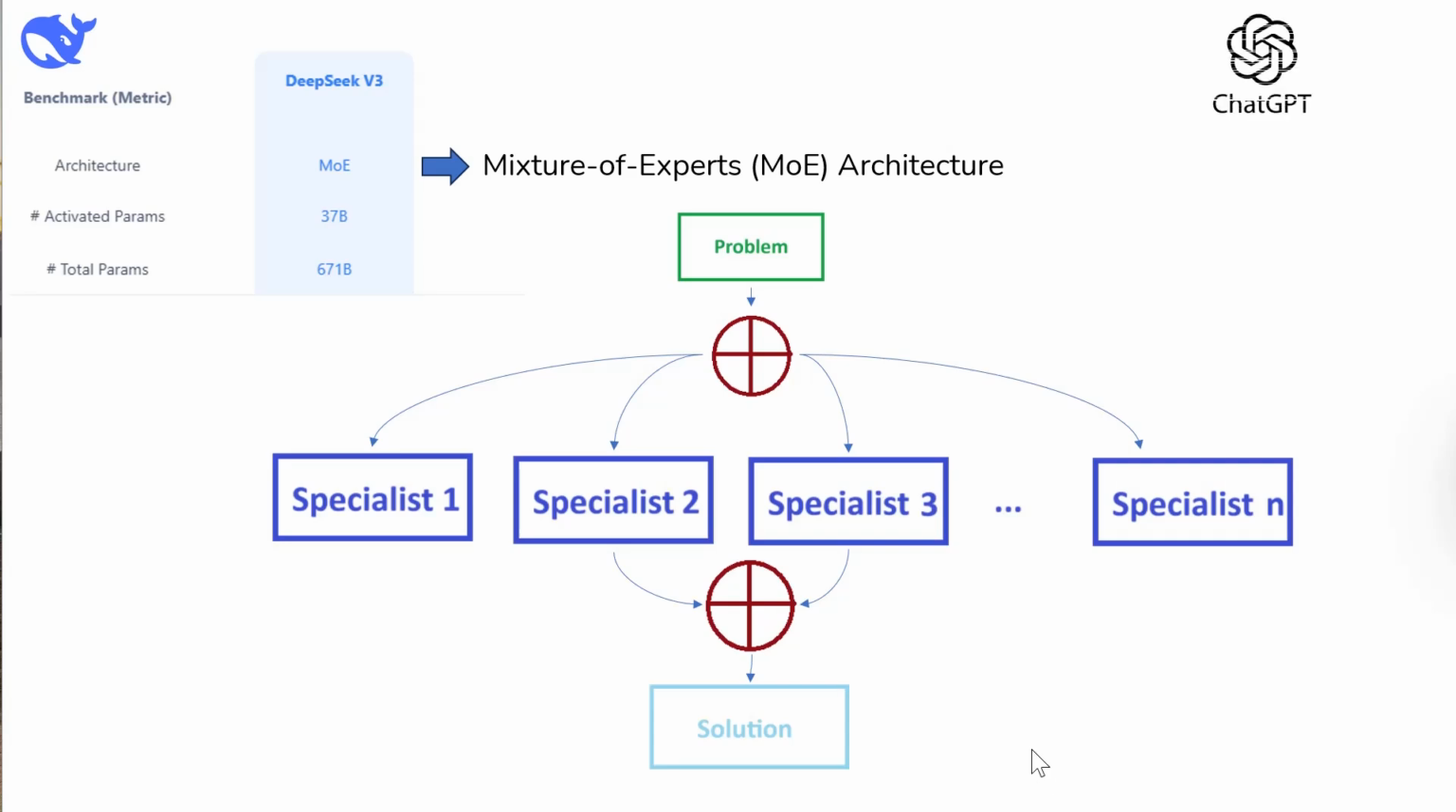If we look at ChatGPT, it is using a monolithic model with 1.8 trillion parameters, which is like having a single generalist to triage and fix any problem. So that's another main difference between DeepSeek and ChatGPT.